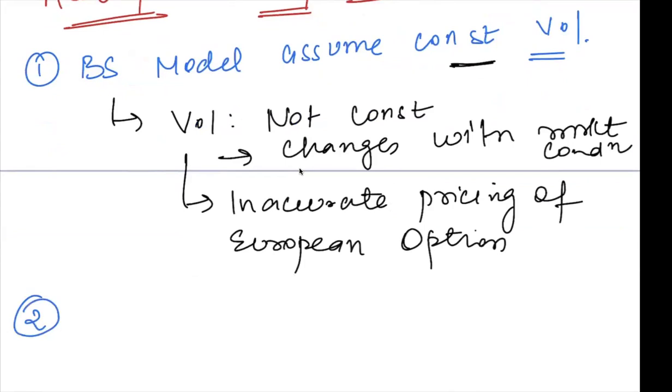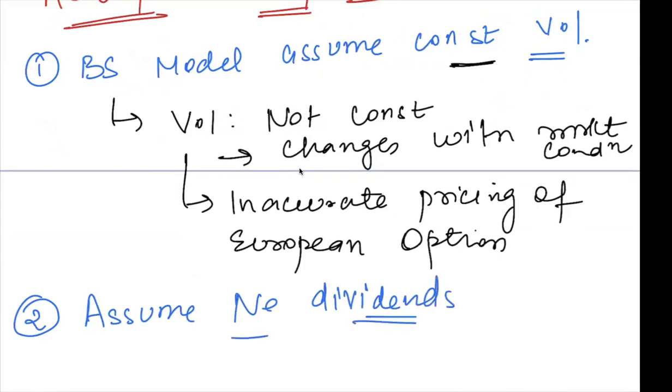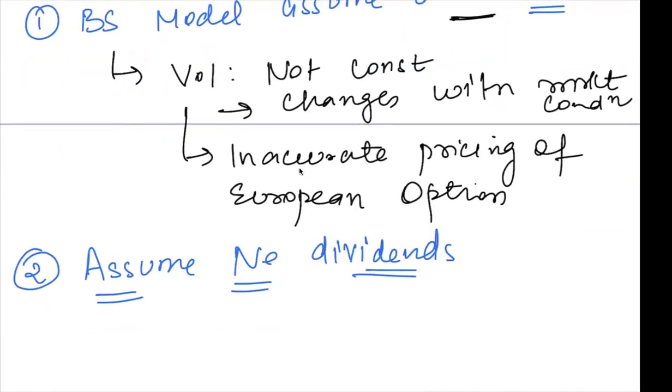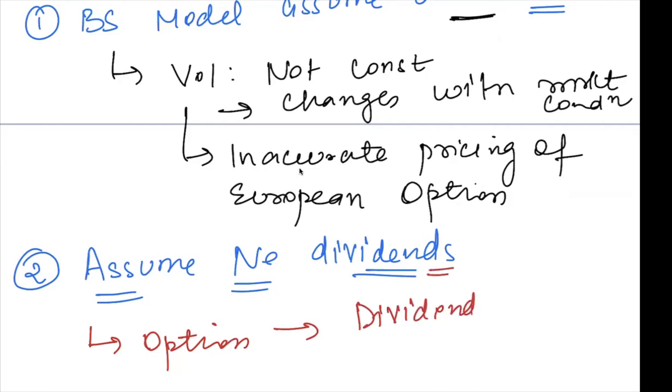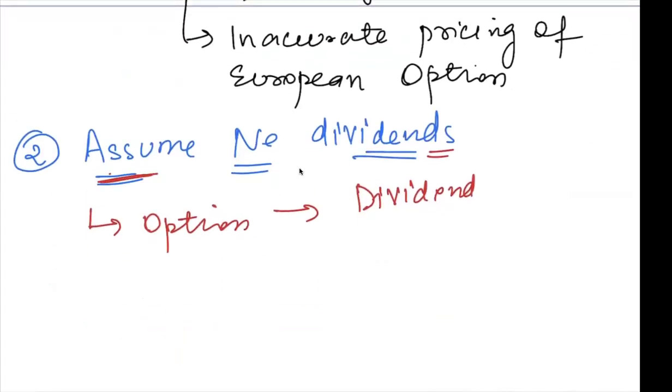Second, we assume no dividends. Even though we say no dividends, we know that options on dividend-paying stocks are affected by dividends. When you take certain assumptions like this, there are chances of inaccurate pricing. Every limitation will lead to inaccurate pricing only. So we know that it assumes no dividends, but in reality we see dividends. So this is the second limitation.